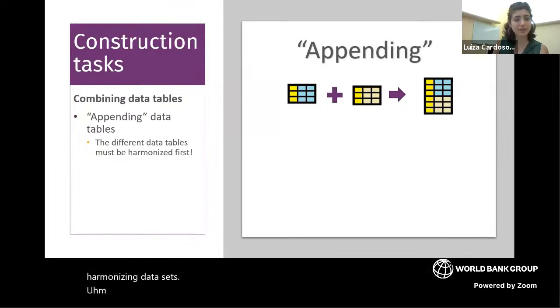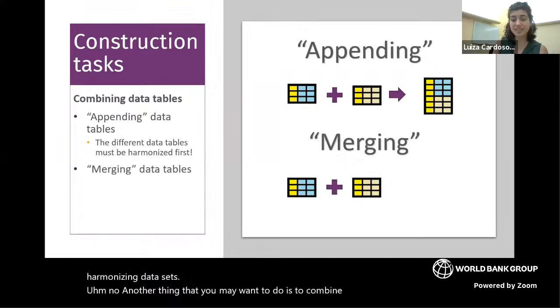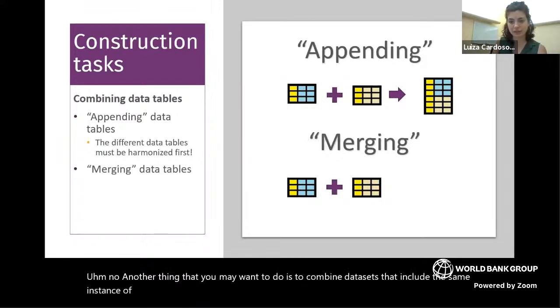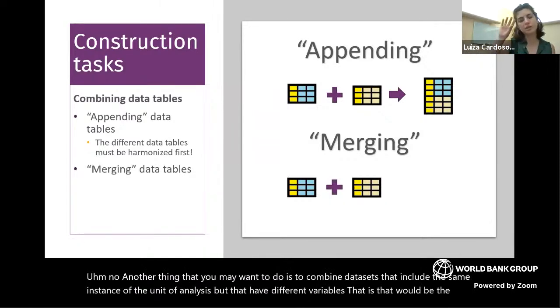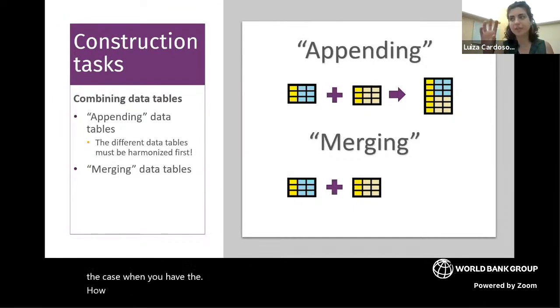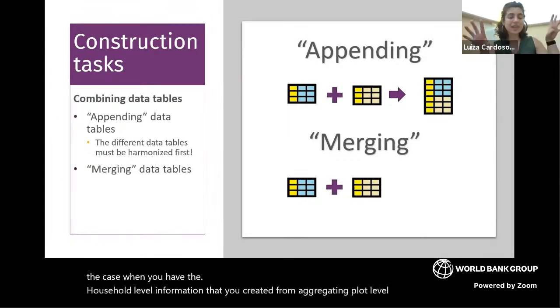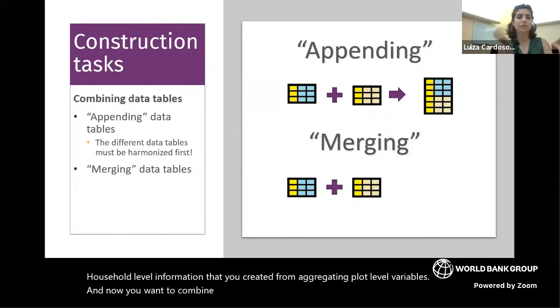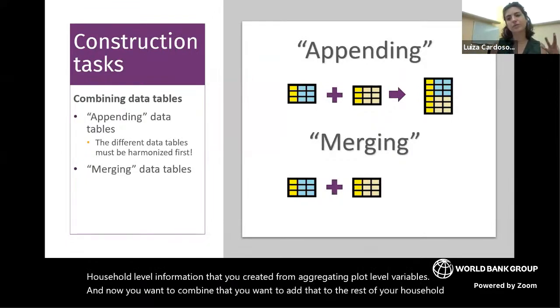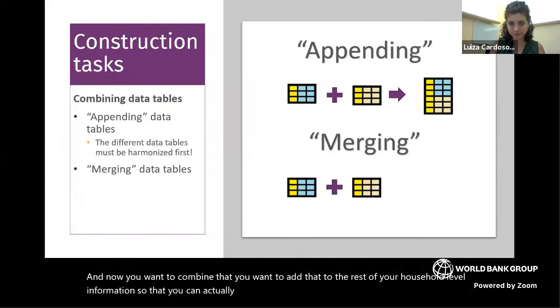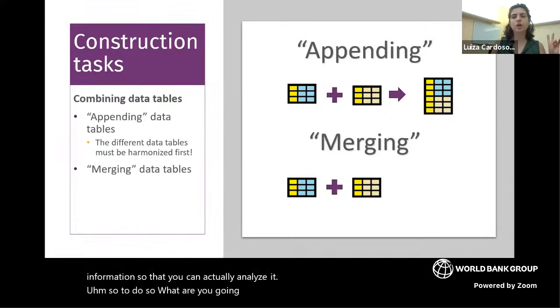Now, another thing that you may want to do is to combine data sets that include the same instance of the unit of analysis, but that have different variables. That would be the case when you have the household level information that you created from aggregating plot level variables. And now you want to add that to the rest of your household level information so that you can actually analyze it. So to do so, what you're going to do is what we call a merge operation.